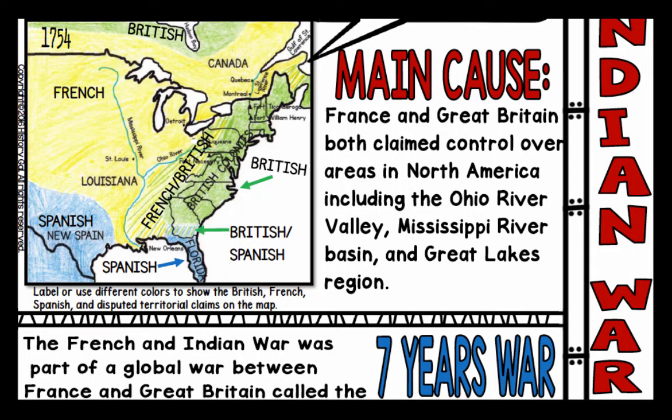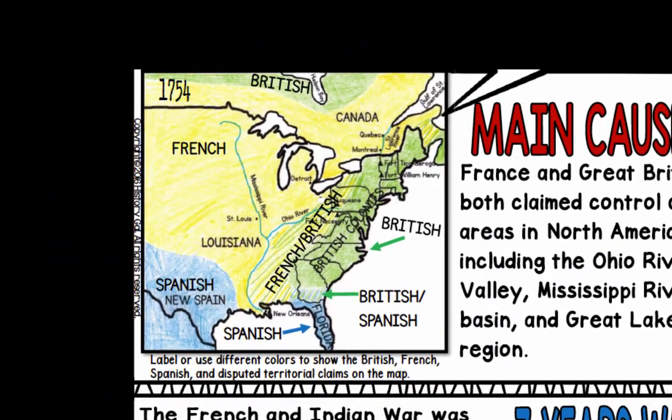Next at this station, we're going to talk about the main cause of the French and Indian War. We're going to zoom in on this map, and what I want you guys to do is take the yellow, green, and blue colored pencils that you have at the station, and color in the map exactly the way that you see it on the screen. I want you to label where it says the British, Canada, French, Louisiana, Spanish, British colonies, all that. I want you to fill in all of it so that your map looks just like this.